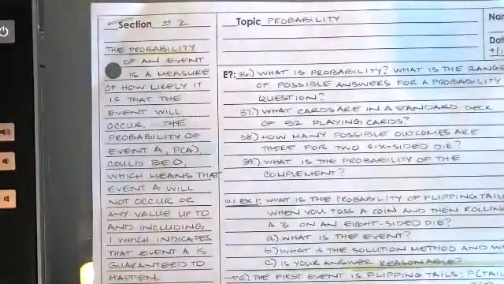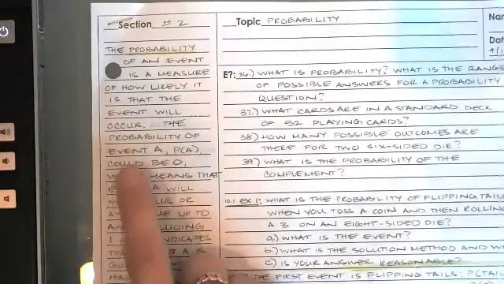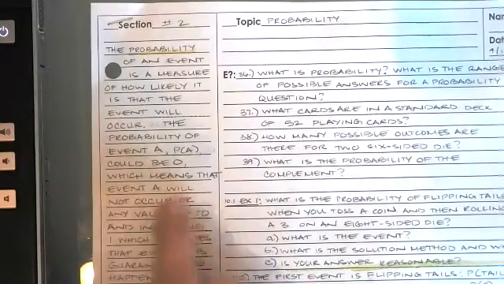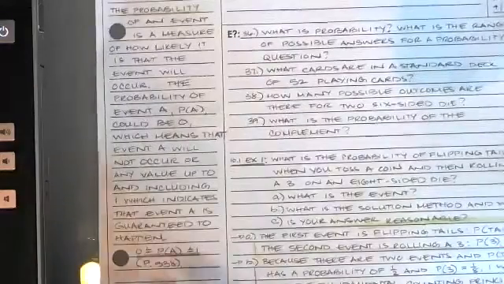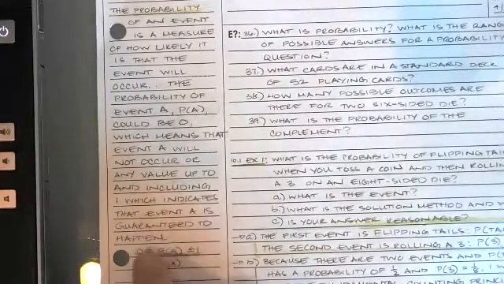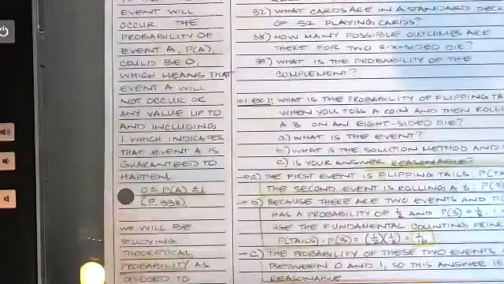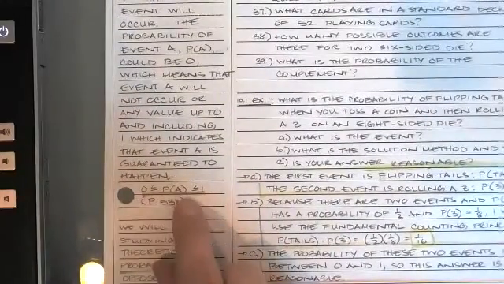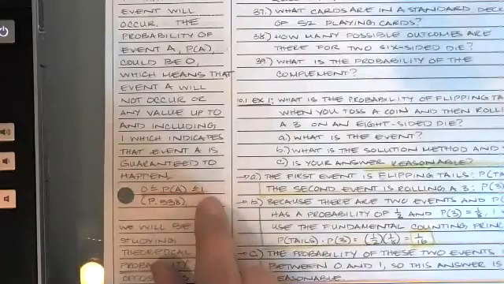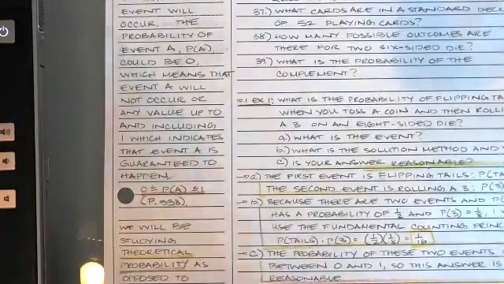So the probability of an event is a measure of how likely it is that the event will occur. So the probability of event A, which we write P of A, could be 0, which means that event A will not occur, or any value up to and including 1, which indicates that event A is guaranteed to happen. So all of our answers for probability should be between 0 and 1. 0 is a possible answer, 1 is a possible answer. If I ask you the probability of something and you say 740, that's not right. Does that make sense?